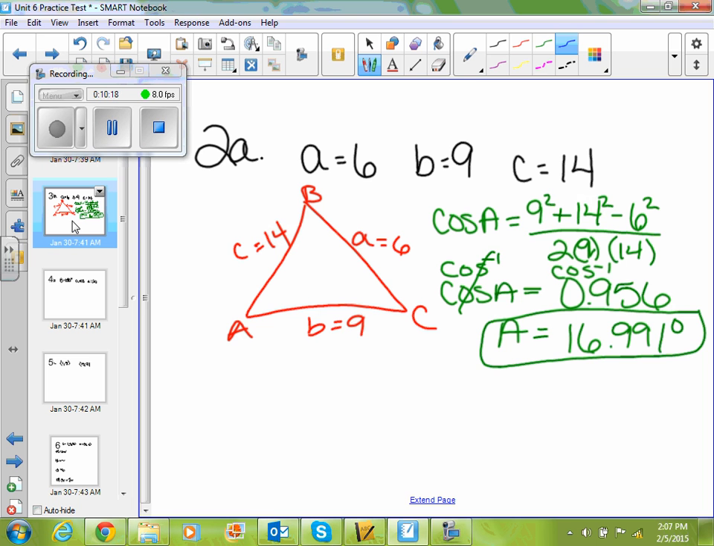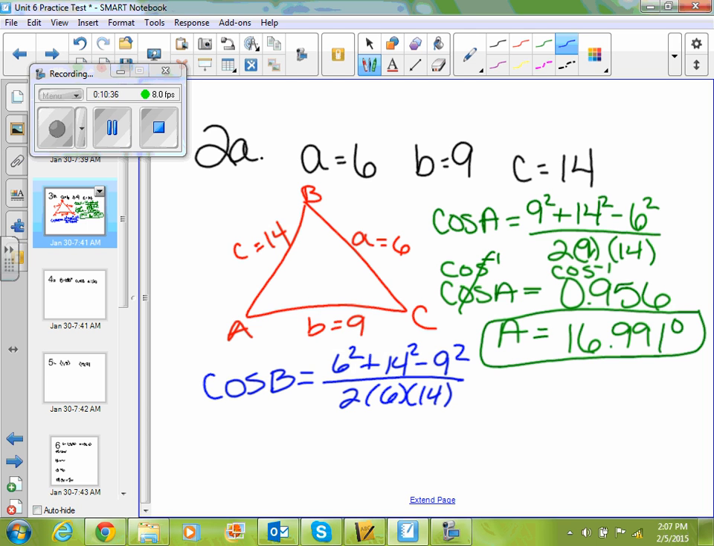Alright, so any questions on finding A? We do the same thing for B. So cosine of B equals A squared plus C squared minus B squared all over 2 times A times C. Alright, so plugging that in your calculator, you get cosine of B equals 0.899.